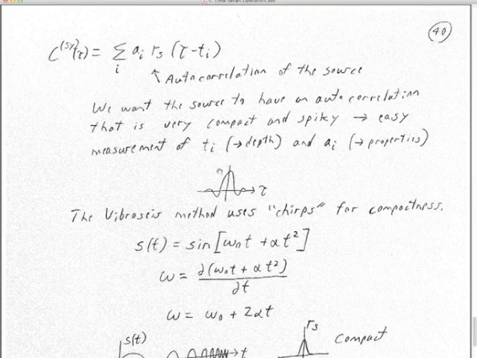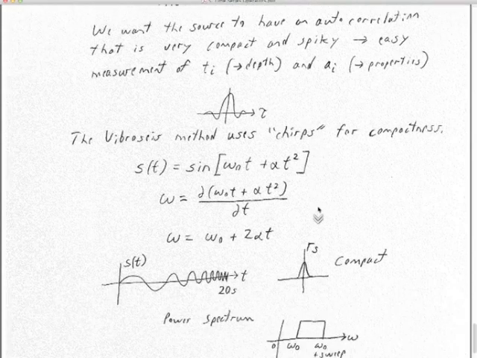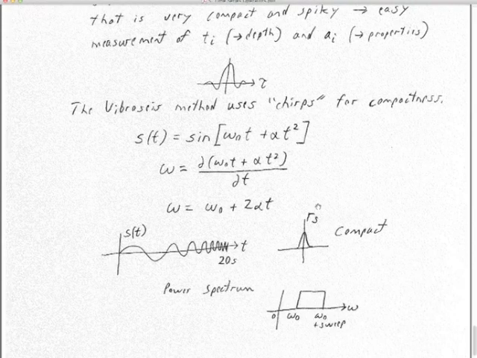Okay, so this autocorrelation, this R sub S, is perfectly symmetrical about the zero time. So we measure our T sub i's, our reflection times, right from the middle here, and it's in the biggest part of the wavelet, so it's as easy as it's going to get to measure. Okay, so many reasons for the success of the Vibroseis technique, and that's one of them.